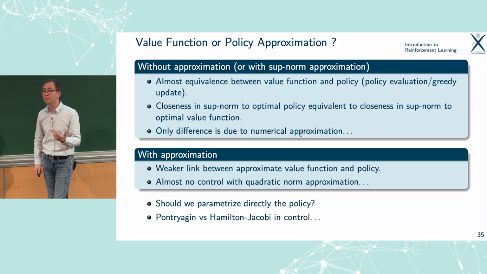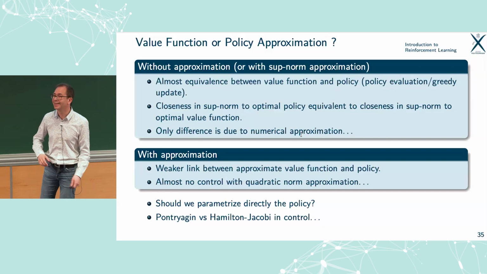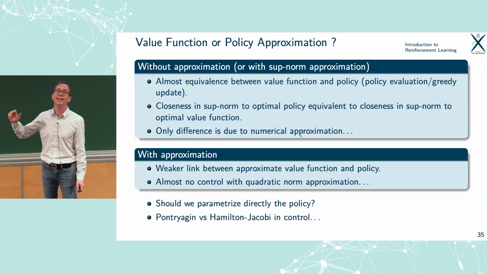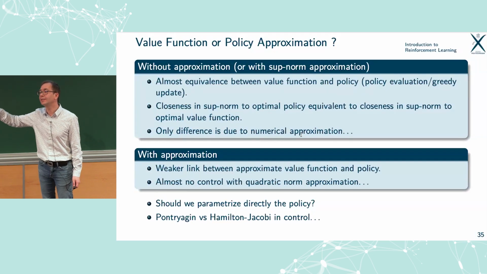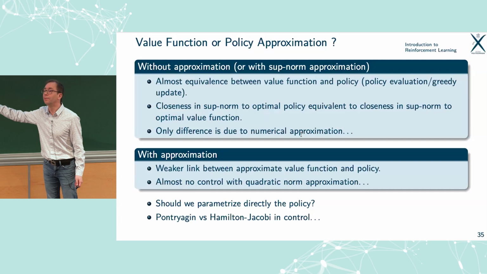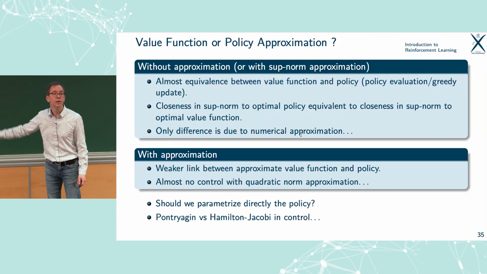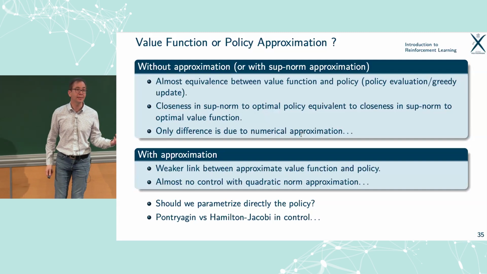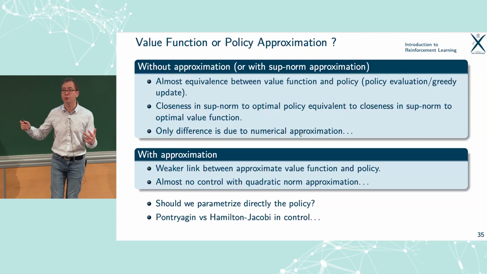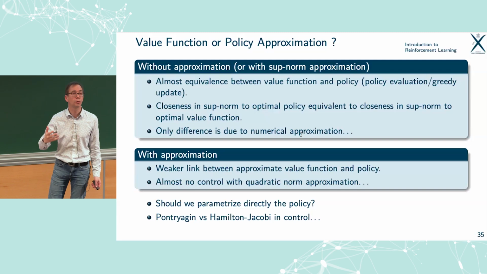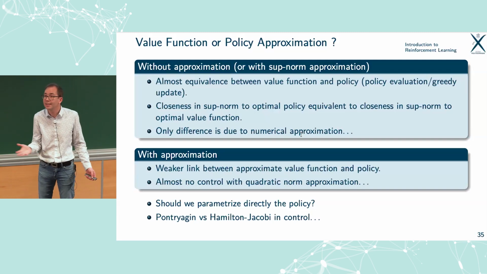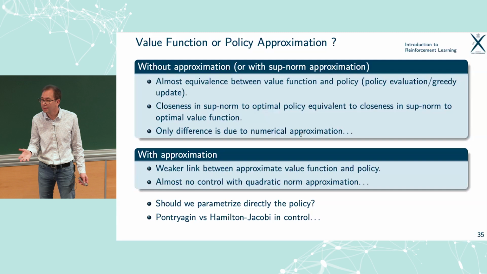As soon as we're making approximation, it may not be the case that the optimal value function within a certain subset is related to the optimal policy. So instead of approximating the value function, maybe it's better to go back and try to approximate directly the policy, which in the end is the objective of interest.